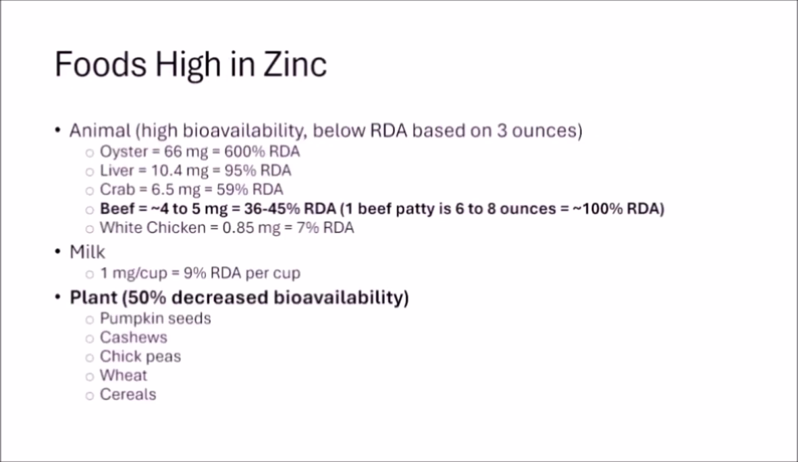The easiest, most cost-efficient way is to eat about 6 to 8 ounces of beef a day, which is about an average cheeseburger or hamburger. That will hit 100% of your RDA. You can certainly get it through plant-based sources as well, but there is a significant decrease in bioavailability.